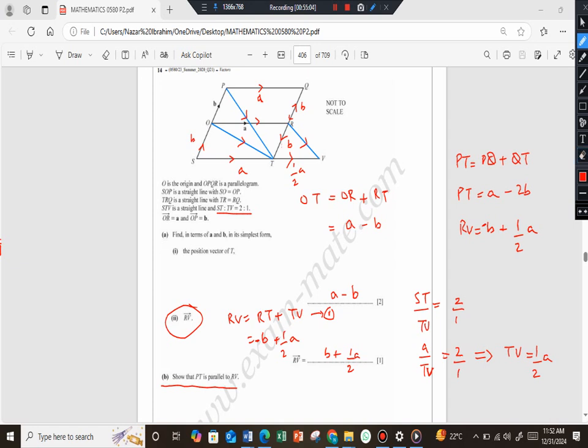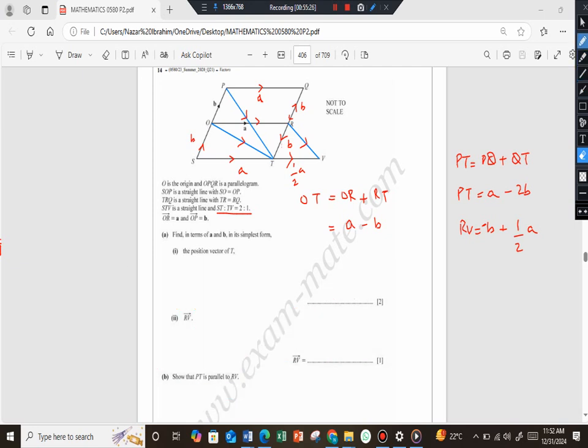Now what the question is saying: show that PT is parallel to RV. For the parallel condition, we should know that one vector should be a scalar multiple of the other. What does this mean? We can see that RV is smaller than PT, so PT must be some multiple of RV, for example K.